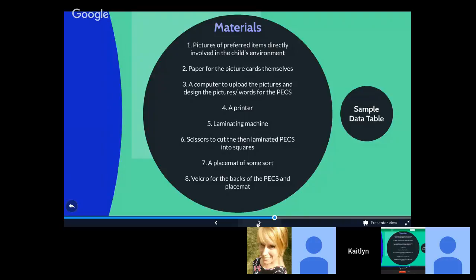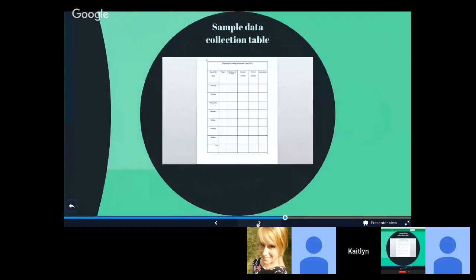I have a sample data table, and this shows the days of the week, and you would indicate which phase the child is in, because in phase 1 it's hand over hand, so there's really no incorrect responses unless there is a behavior or non-compliance or resistance. But then you're going to indicate what prompt you used and move forward with the phases.